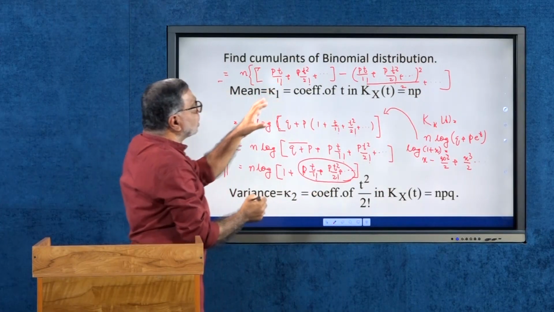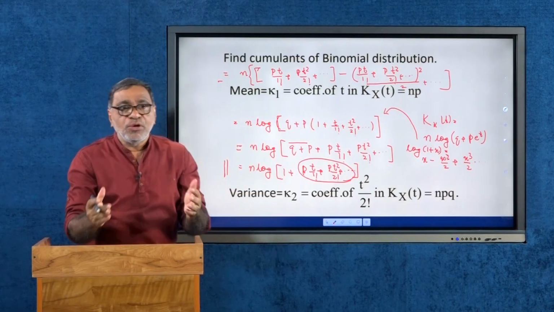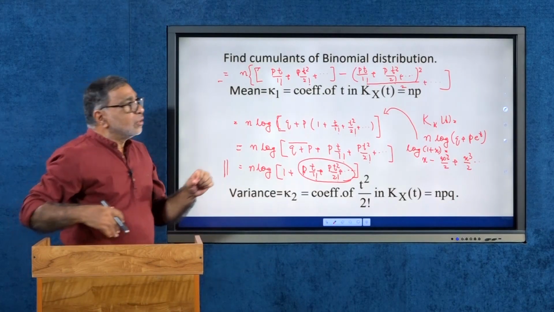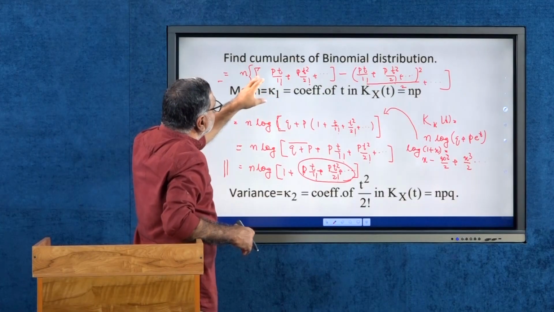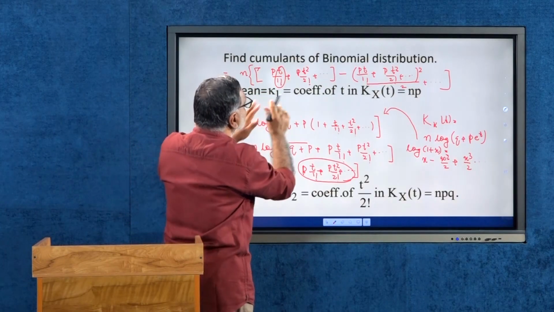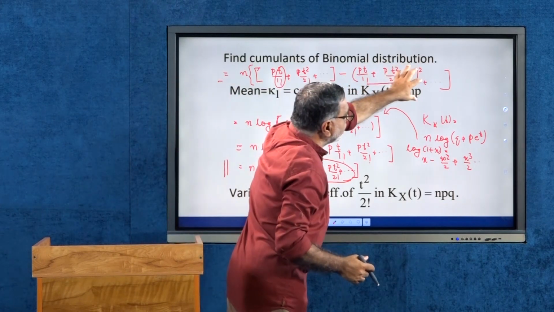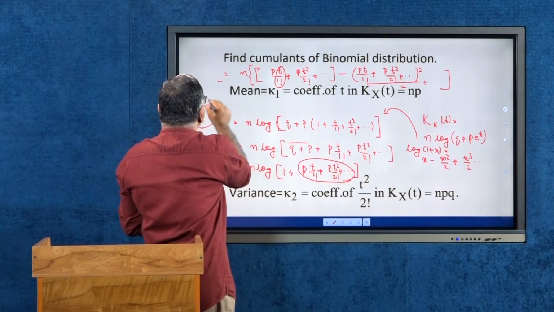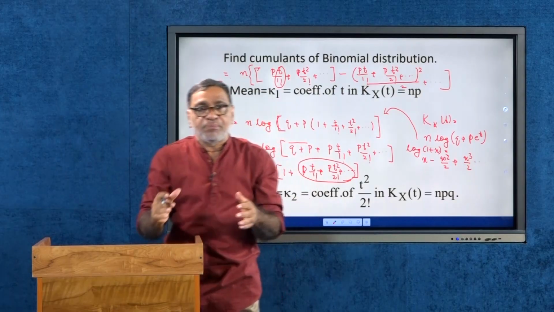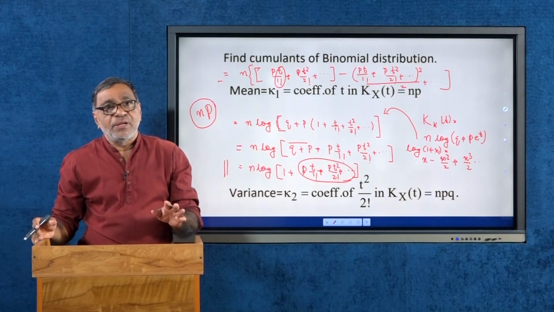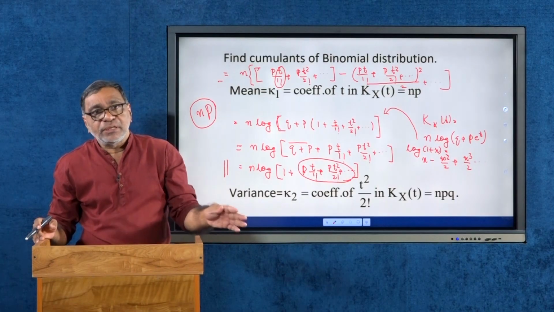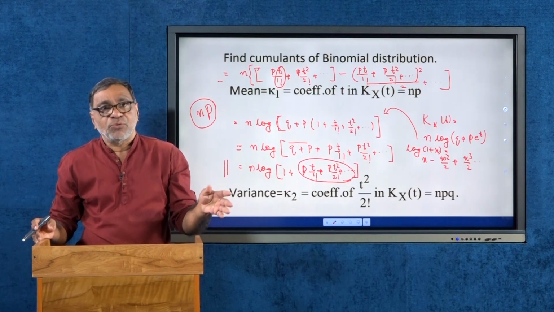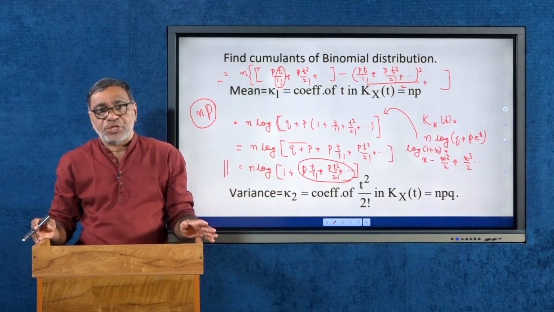So, from this expansion, note the coefficient of t power 1 divided by 1 factorial. That is our kappa 1. The coefficient of t power 1 divided by 1 factorial is the only such term, because the other is a squaring factor. So, what is the coefficient of this one? It is n and p. So, the coefficient of t divided by 1 factorial is np. From the kappa x of t expansion, the coefficient of t divided by 1 factorial is our kappa 1, that is our mean, and that is equal to np from this expansion.